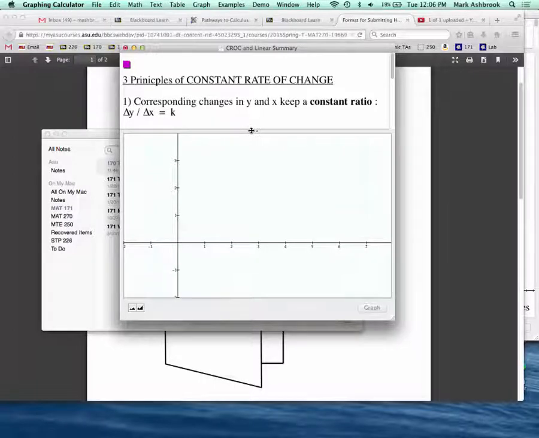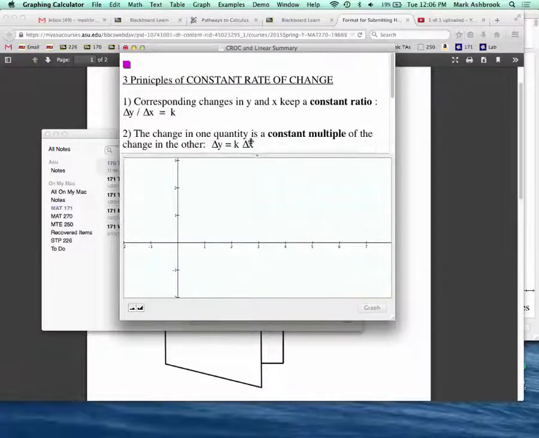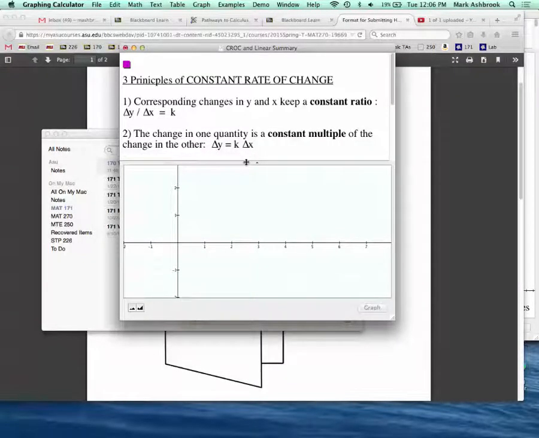So the homework that you did for today, the hope was that you were applying this the whole way through. You kept returning to these principles, but because it's so new, we have to keep repeating it, and that's okay. So the second principle was that the change in one quantity is a constant multiple of the change in the other. So delta y equals k delta x. If you're given the change in x and you want the change in y, with constant rate of change it's a matter of multiplying by the constant rate of change k.